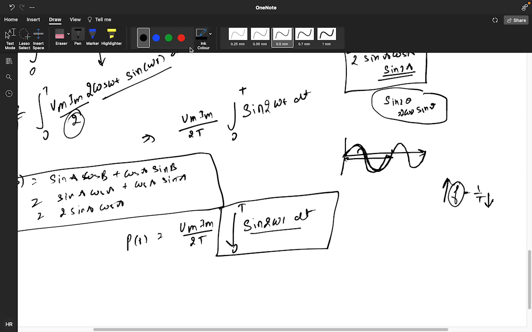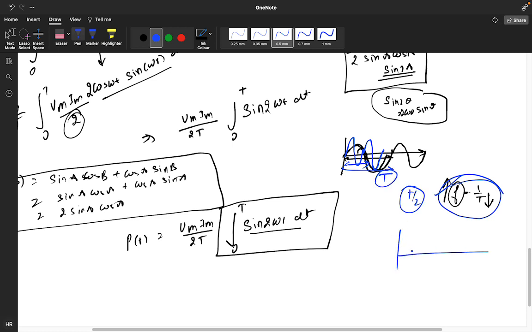Now this curve will be generated in this period only, like this. Means the curve will be generated in this time period only. If the frequency increases, the time period will decrease. So that's why earlier it was taking a T time period, now it will take T by 2 time period. So anyways, you are getting the curve of a sine wave only, right?